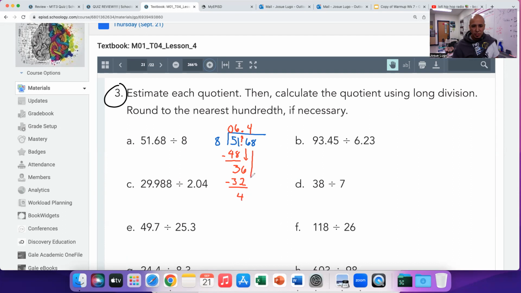Next digit, bring down the 8. 8 goes into 48 exactly 6 times. 8 times 6 is 48. So our final answer for letter 3A will be 6 and 46 hundredths. What I like about this one is how simple and basic it was, a good reminder of how to do the division process.